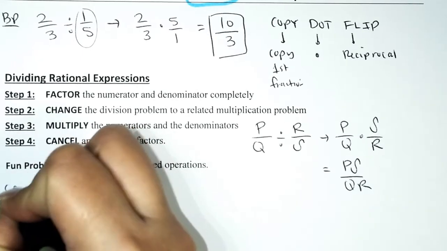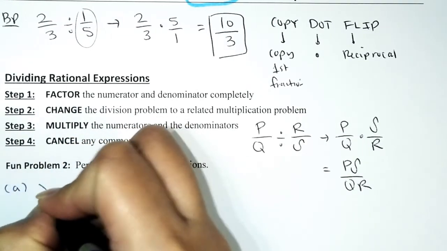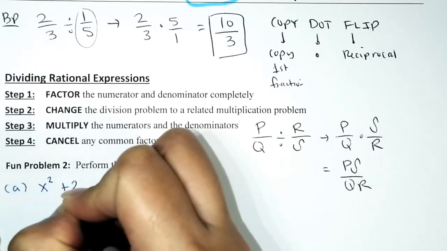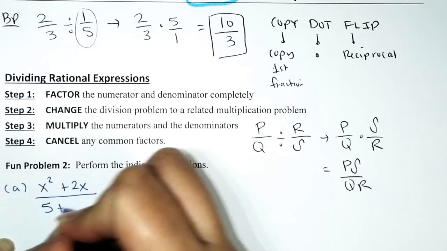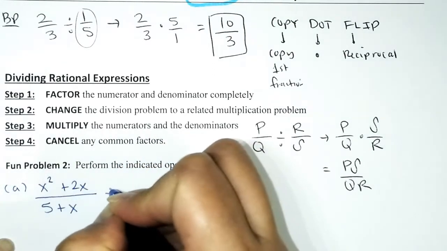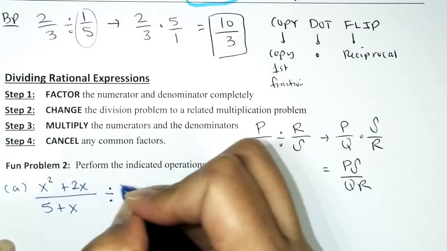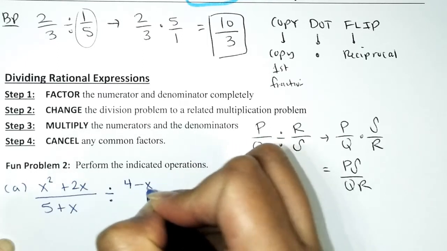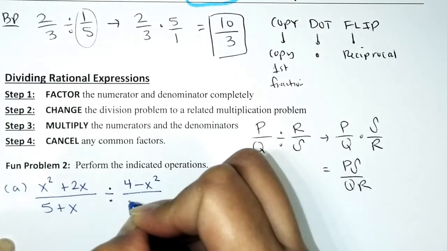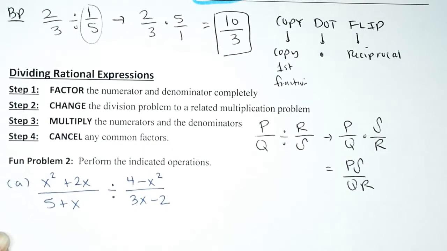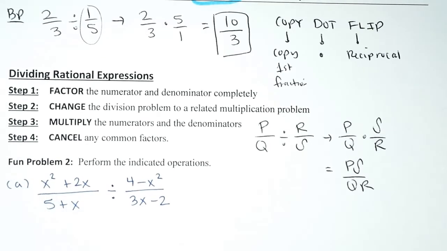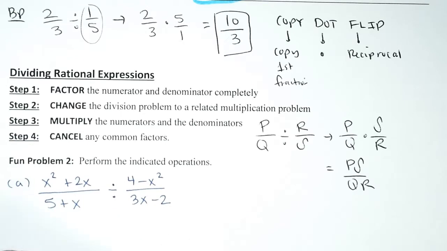So we have x squared plus 2x over 5 plus x, and we're gonna divide that by 4 minus x squared, and that's all over 3x minus 2. Okay, so the first thing we need to do, we need to factor everything. Okay, so let me go ahead and label these polynomials, and I'm going to show you why.